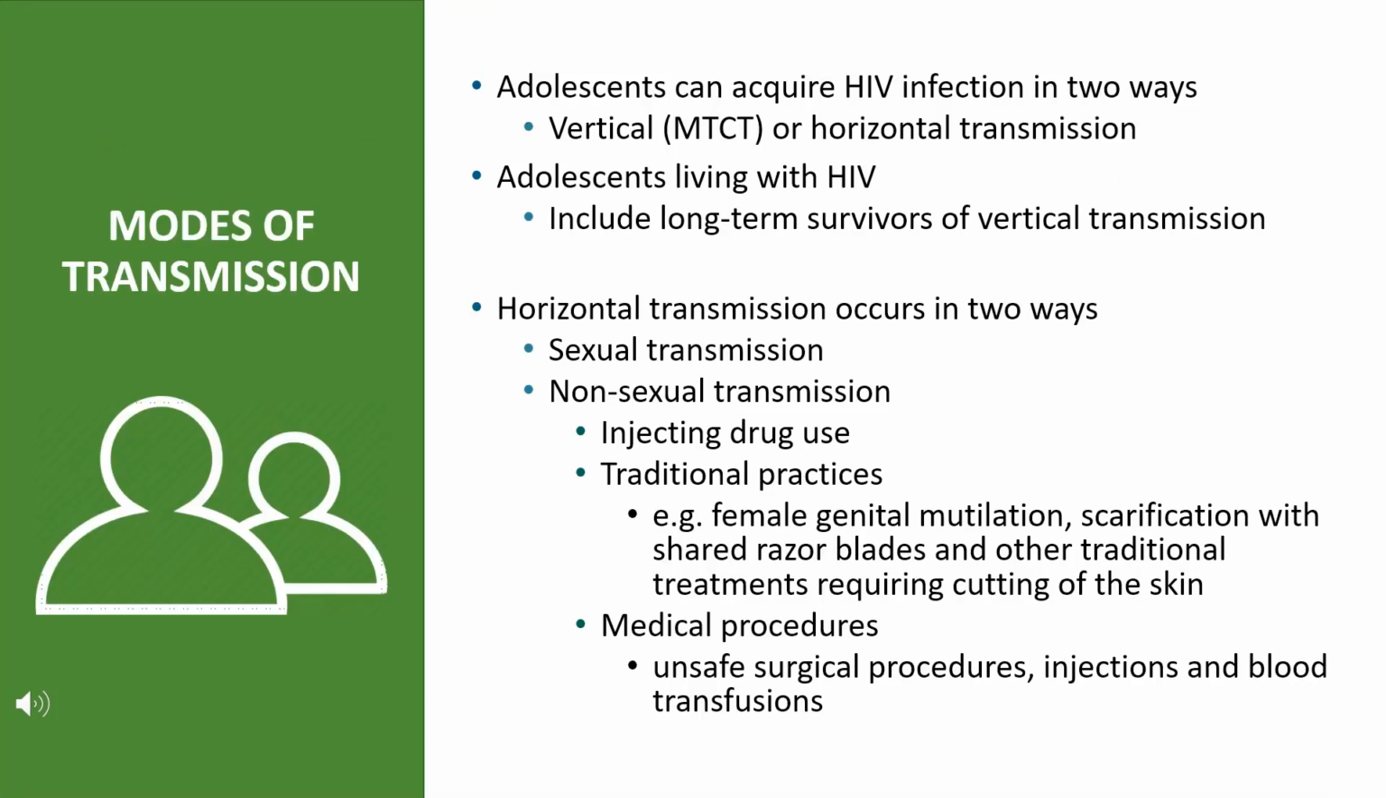Adolescents can acquire HIV infection in two ways. The first is by vertical transmission, where HIV is acquired perinatally through transmission from an HIV-positive mother. Adolescents living with HIV include long-term survivors of vertical transmission. The second is through horizontal transmission. This can occur in two ways: sexual transmission from an HIV-positive sexual partner, and non-sexual transmission, such as injecting drug use, through traditional and other practices requiring cutting of the skin, such as female genital mutilation or scarification with shared razor blades, and through medical procedures, such as unsafe surgical procedures, injections, and blood transfusions.